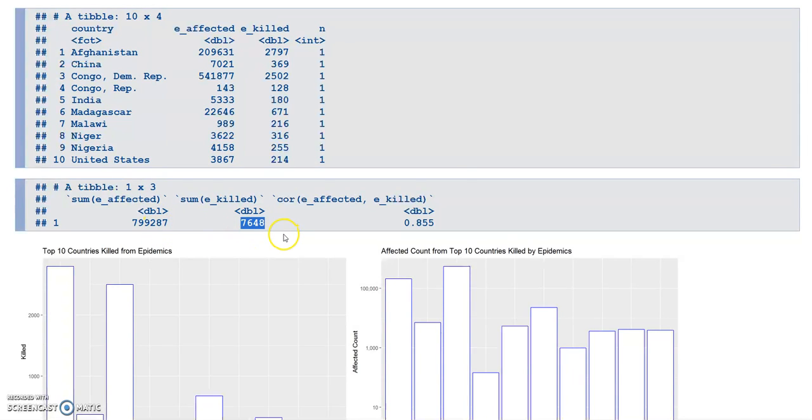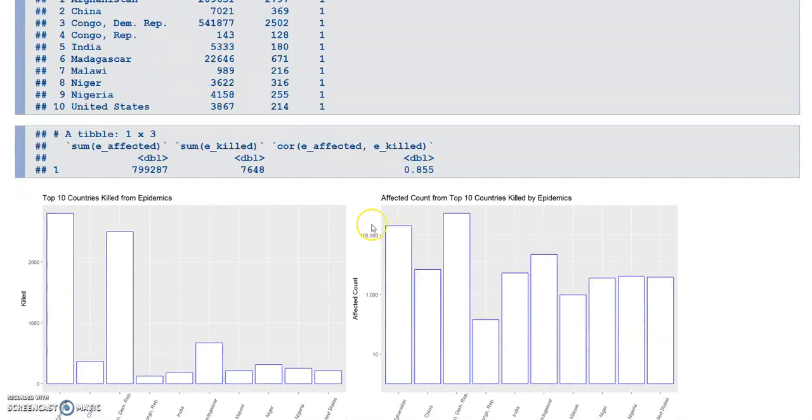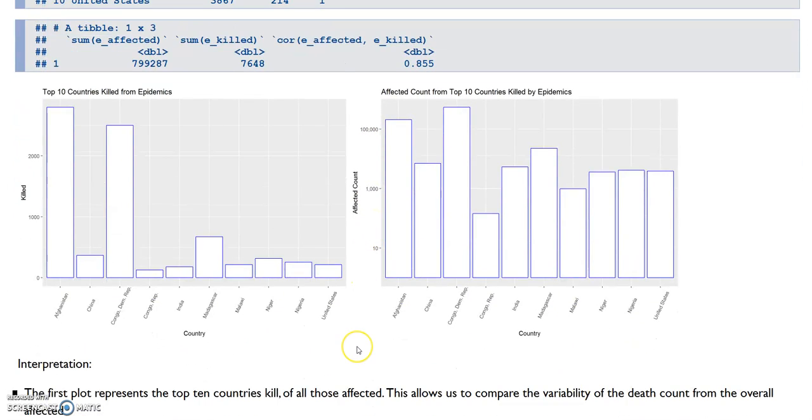7,648 of those were killed, and we have our correlation coefficient at 0.855, which shows that we have a really high correlation, obviously, because you can't really die of something that you're not infected by. Going down, we were able to plot that out using some bar plots.